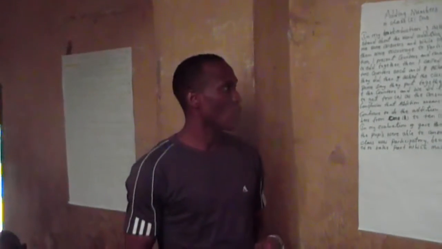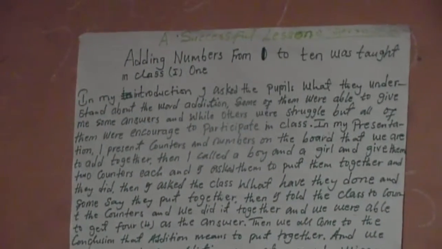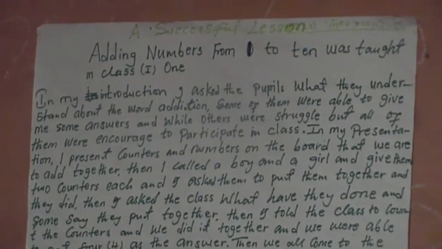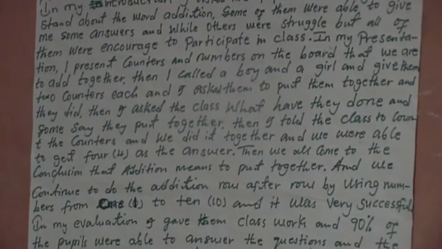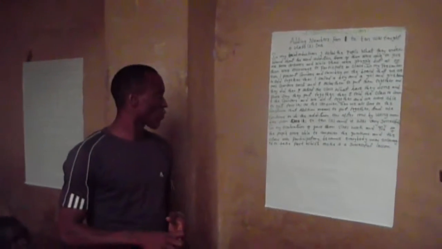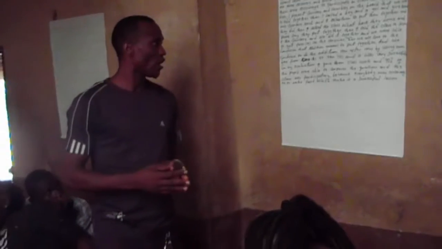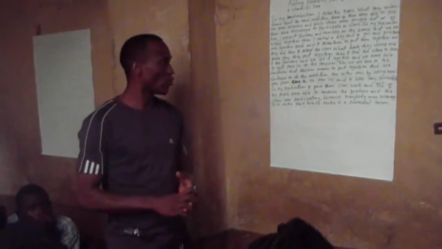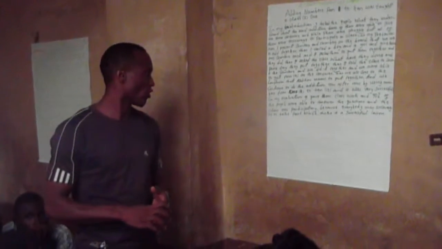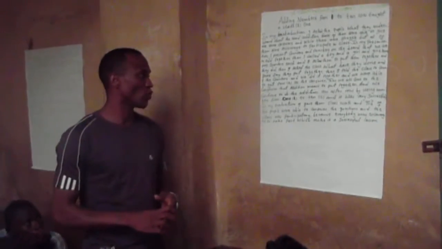Then I asked the class what they had done, and some said they put them together. Then I told the class to count the counters, and we did it together. We were able to get 4 as the answer. Then we all came to the conclusion that addition means to put together. And we continued to do the addition row after row using numbers from 1 to 10, and it was very successful. In my evaluation, I gave them classwork, and 90% of the pupils were able to answer the questions. And the class was participatory because everybody was encouraged to take part, which made it successful.